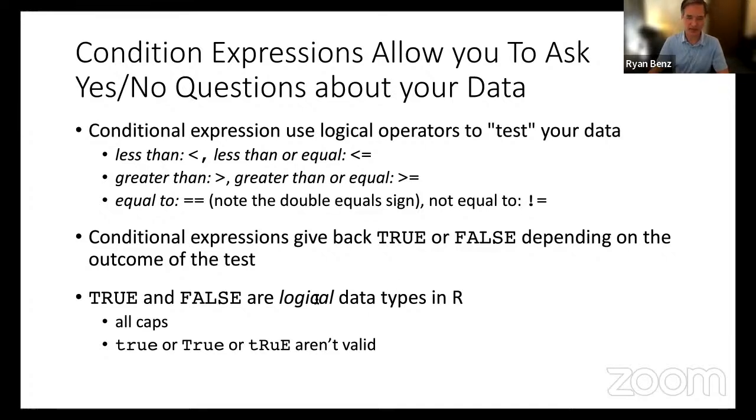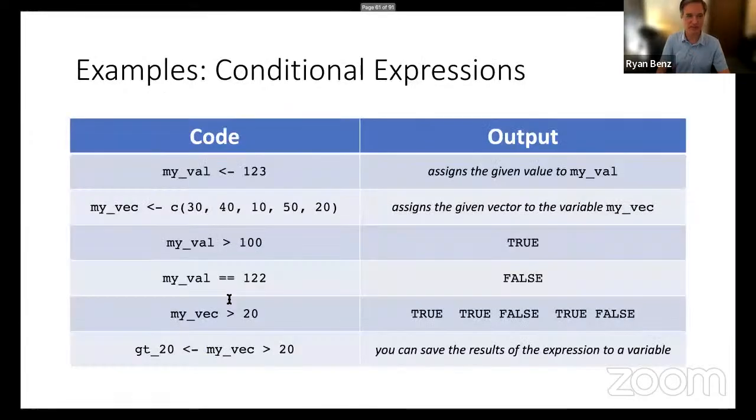And as I mentioned, these are known as logical data types. This is a type of data in R. It's different than a number. It's different than a word. It is a thing that deals with yes and no questions. Please note that these things are all caps. So you write true with all capital letters, false with all capital letters. You do not write lowercase. You do not capitalize the first letter. You do not mix the cases. You write true and false all in capital letters, just the way that R works.